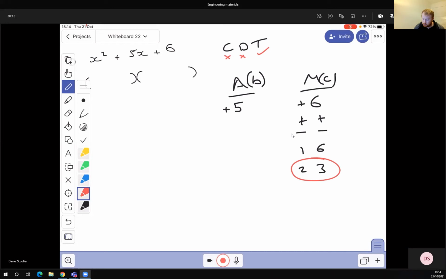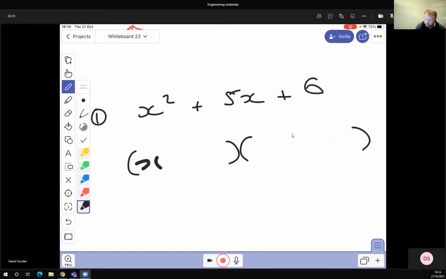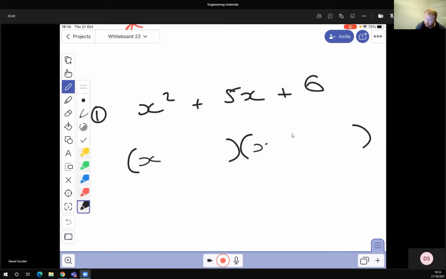Okay, you can even go as far as writing +2 and +3, because 2 positives make a positive. Again, that's just a good wee habit, just so you're pulling that through. And it's a case of taking these numbers, putting them in each of the brackets, and then breaking up that x squared as well. Okay, so in the brackets, we've got our x's. So we split up that x term. We're +2 and +3.